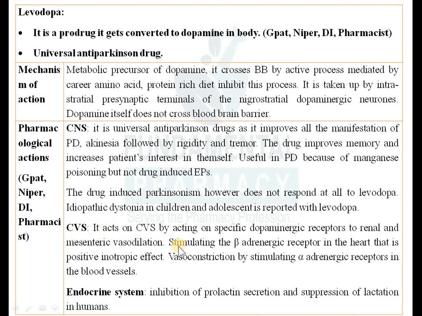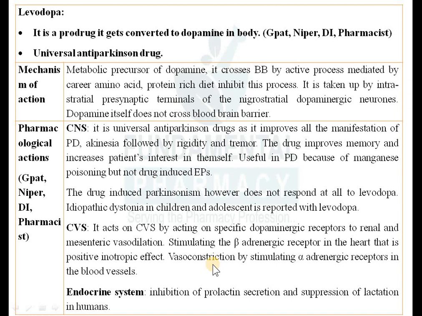Okay, so it will act on the cardiovascular system by acting on a specific dopaminergic receptor to cause renal and mesenteric vasodilation. It will stimulate beta receptor, and when we see the adrenergic drugs, you will come to know the effect of beta stimulation, alpha stimulation. But at this stage, just remember, stimulation of beta receptor will result in an increase in blood pressure, heart rate, etc. So positive inotropic action and positive chronotropic action. So levodopa will increase your blood pressure, heart rate, etc.